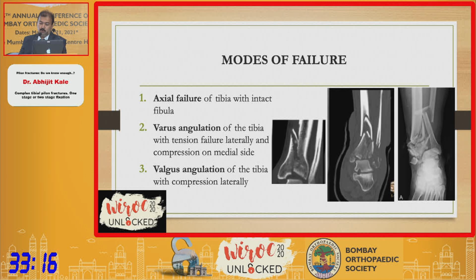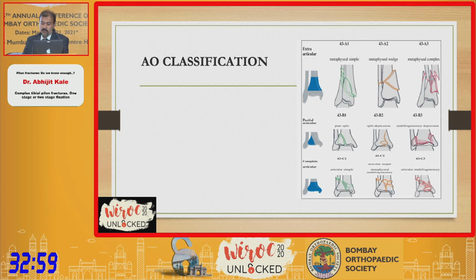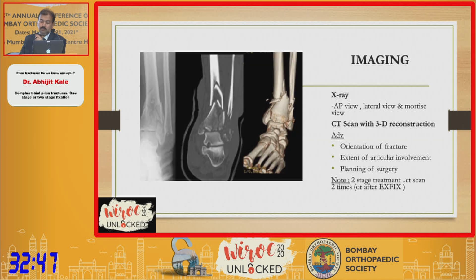And these three modes of failure have already been discussed by my co-convener: the axial failure, the varus angulation, and the valgus angulation. Also, the Ruedi-Allgower classification was given way back about four decades ago. And then we also have the AO classification. The C2 and C3 injuries are basically the injuries which I will be dealing with in this talk, and they are described as the complex injuries.